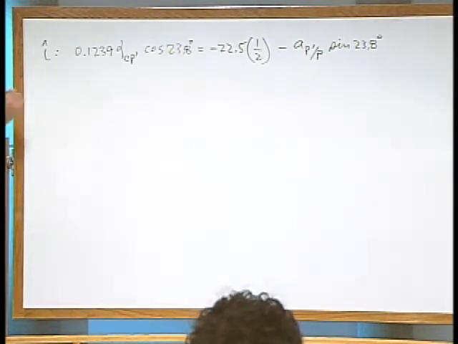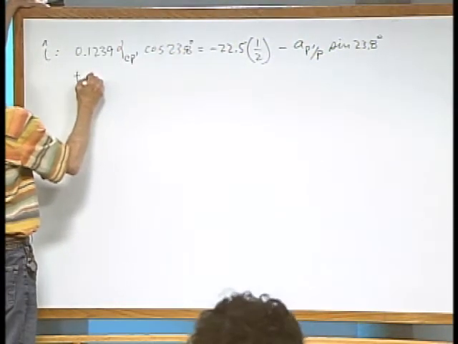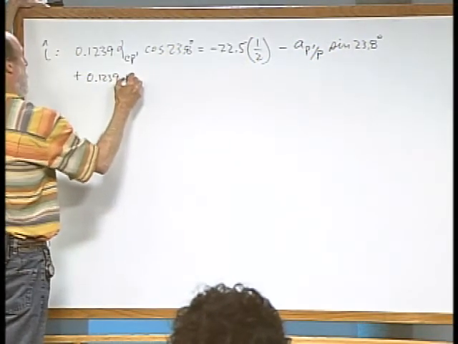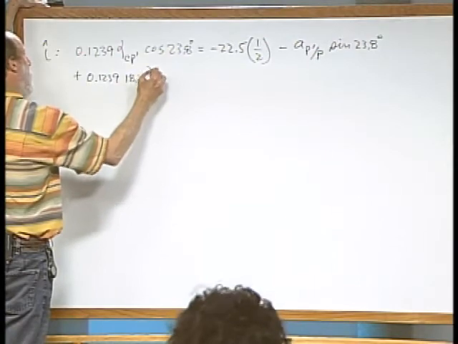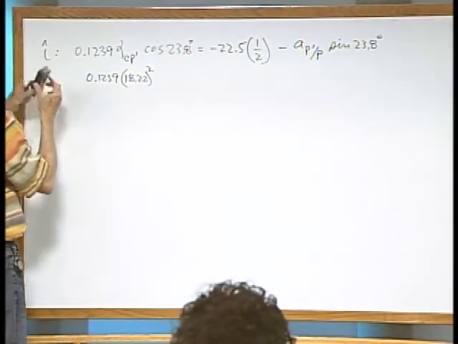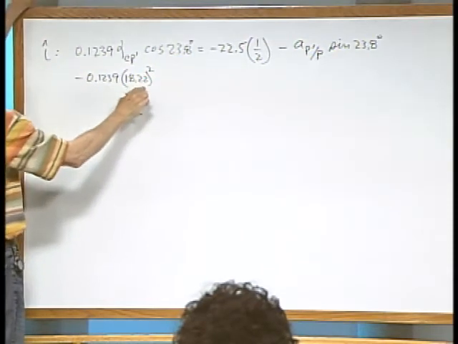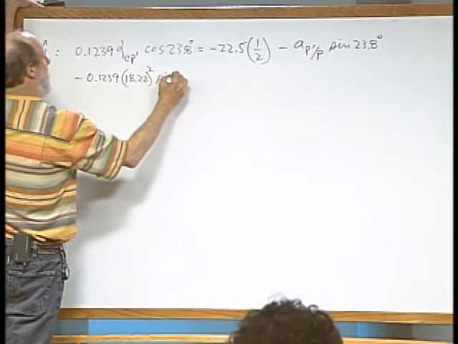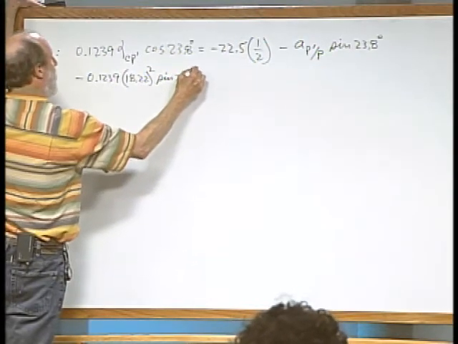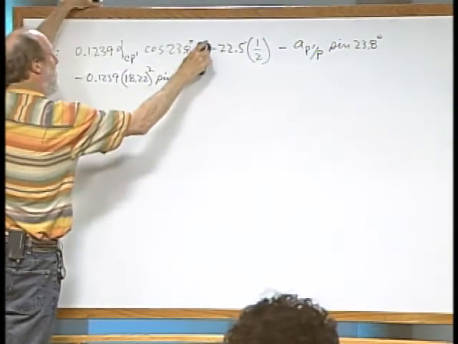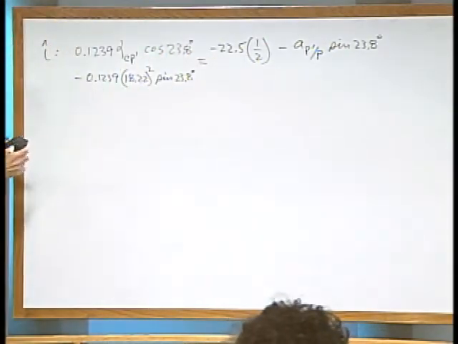So what we have in here is a plus 0.1239 with our 18.22 squared, and I guess that's actually negative, isn't it? Yeah. Sorry for these errors. And our sine of our 23.8 degrees there. So that stuff is all equal to the things on the right there.